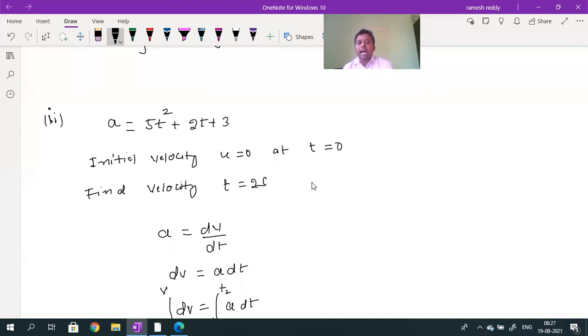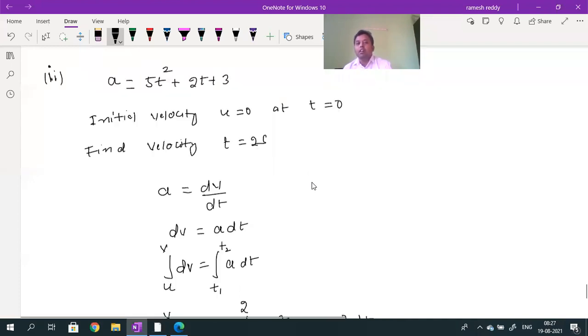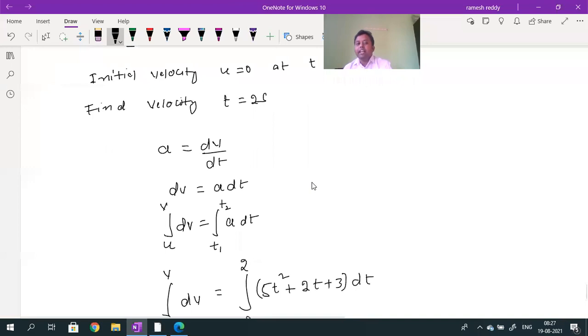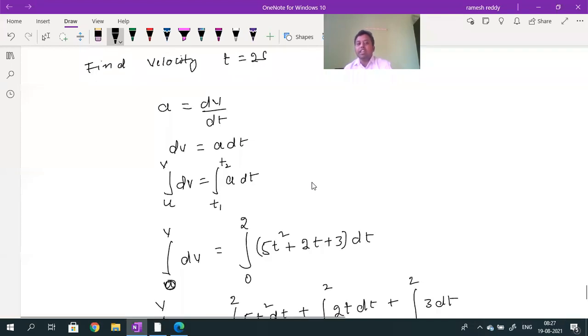You don't bother. Acceleration value is 5 t square plus 2 t plus 3. Initial velocity u is equal to 0 at t is equal to 0. Find the velocity at t is equal to 2 seconds. The motion is non-uniformly accelerated motion. For non-uniformly accelerated motion, a is equal to dv by dt. So dv is equal to a into dt. Then integration of dv is equal to integration of a into dt.